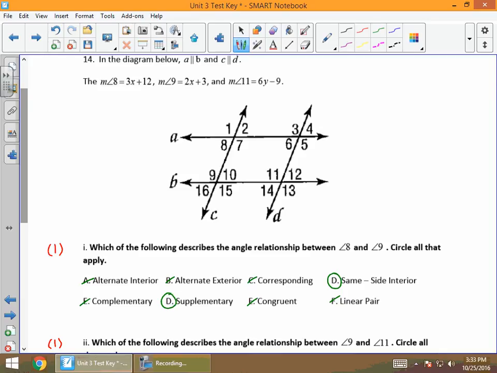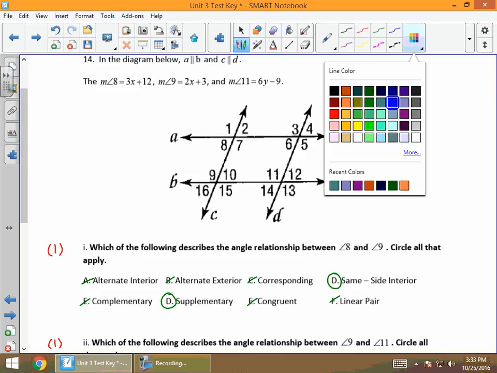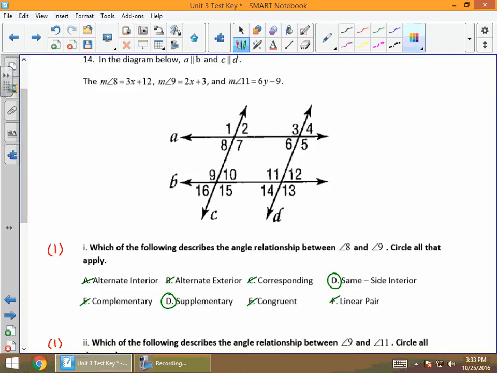And for part III, the last part, it says that the measure of angle 8 up here is 3x plus 12, and the measure of angle 9 is 2x plus 3. And the measure of angle 11 over here is 6y minus 9. So I label those, and then it wants me to find both x and y.